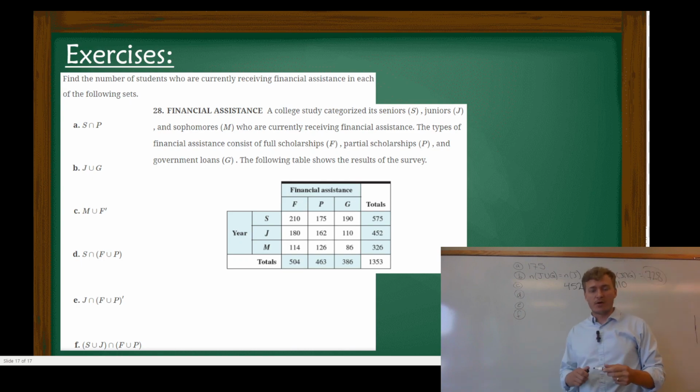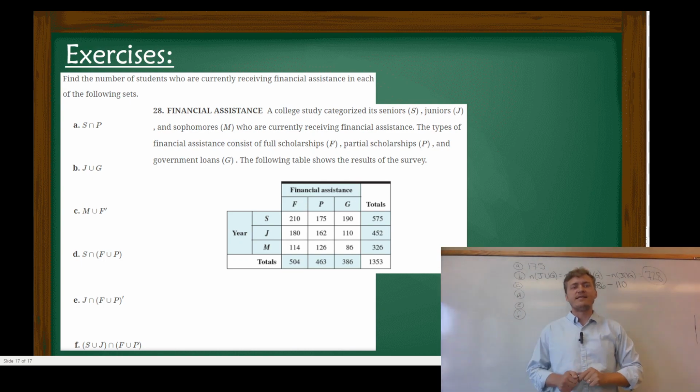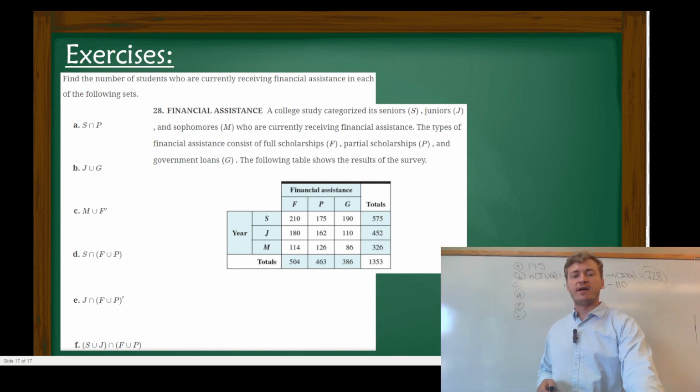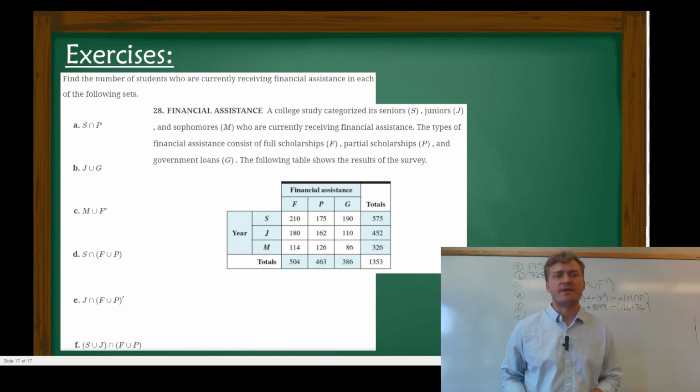Give you a moment here to pause the video and see how many you can come up with, and we will work through each of them together to find our answers. Part C is asking us to find the number of students that are sophomore or not on full scholarship.